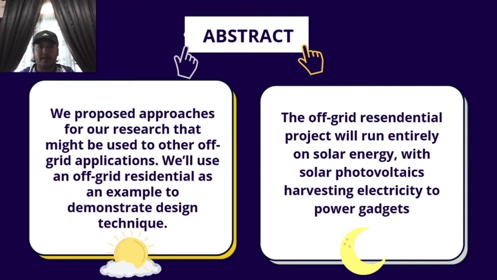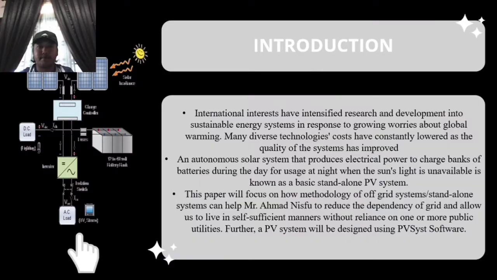For the abstract part, we propose approaches for our research that might be used for other off-grid applications. We'll use an off-grid residential house as an example to demonstrate the design technique. The off-grid residential house project will run entirely on solar energy, with solar photovoltaic harvesting electricity to power gadgets. Next, the introduction of the project.